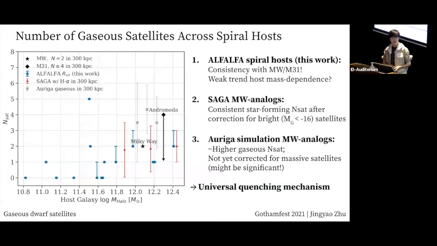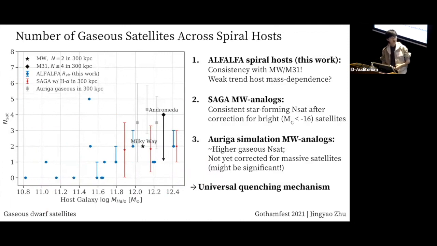All right, if I put all my galaxies to the perspective of different hosts, different spirals, I have a picture like that. On the x-axis, I have the size of the host galaxy, the dark matter halo mass, and the blue points are the ALFALFA spirals I just showed you. And on the y-axis, we have the number of gas-containing, or non-quenched, satellites.